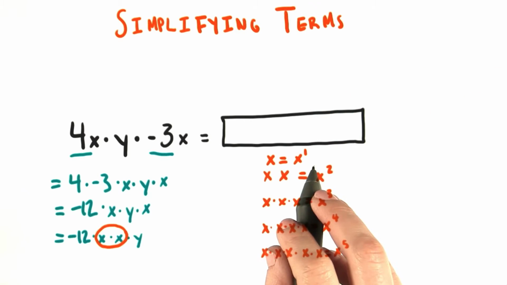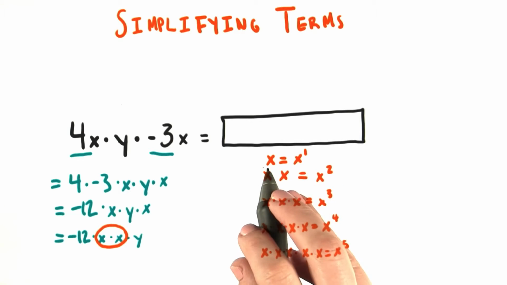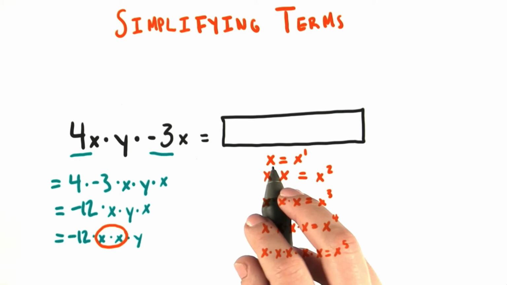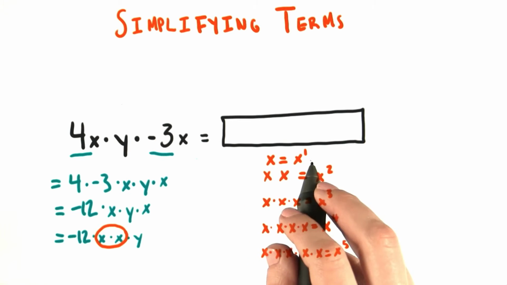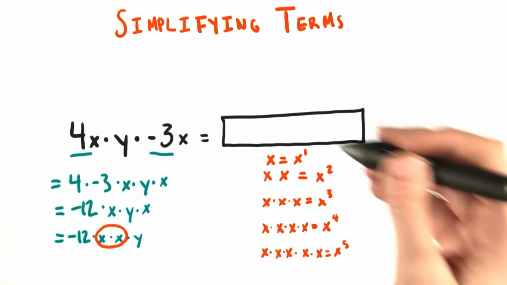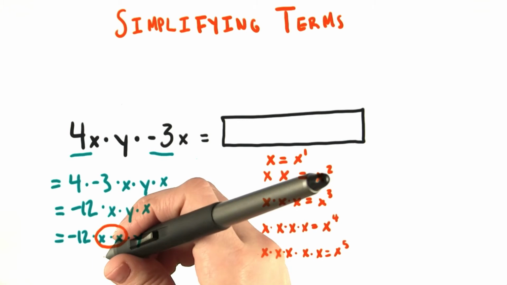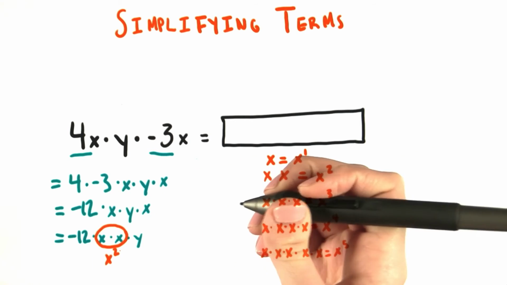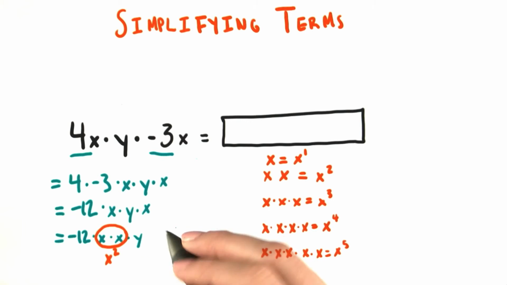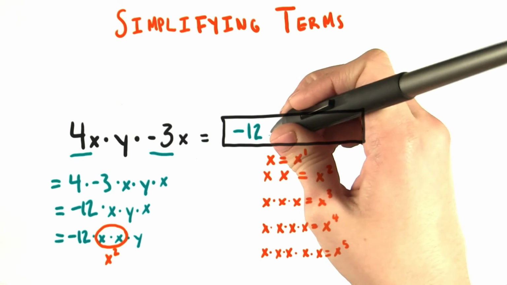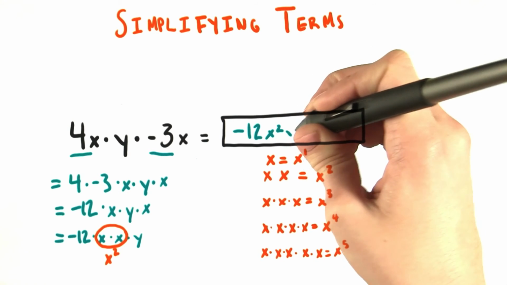This seems a little bit silly to write though. Writing x to the 1 is more complicated than writing just x, so we usually don't move from having x to writing x to the first instead. So using this information about exponents, we can replace this x times x with an x squared. And with that information, we can rewrite this term as -12 x squared y.